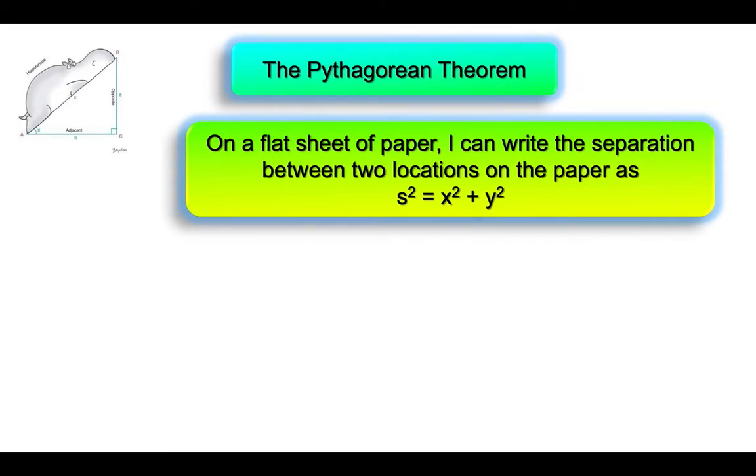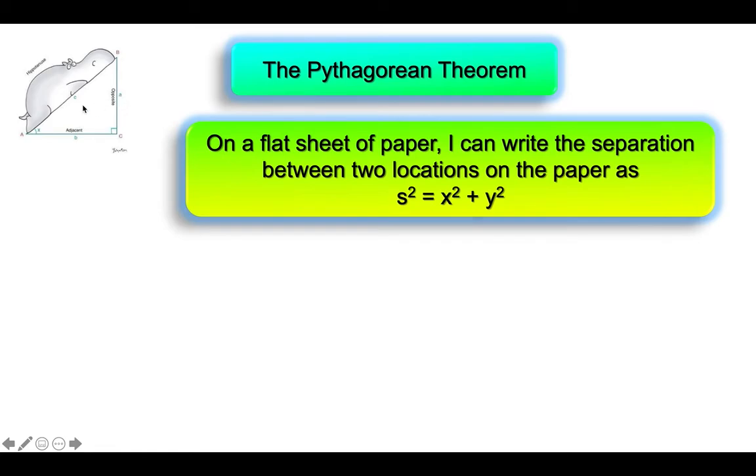Well, I'm going to call back to the Pythagorean theorem I talked about before. On a flat sheet of paper, we said a squared plus b squared equals c squared. But I'm going to write the distance between two locations as s squared equals x squared plus y squared. So the horizontal distance I will call x, the vertical distance I will call y, and the diagonal part of my triangle, the hypotenuse, I will call s.